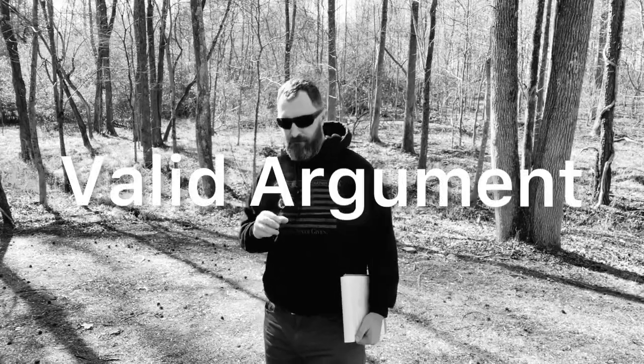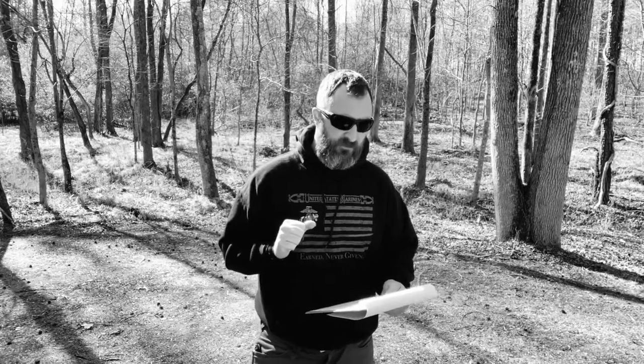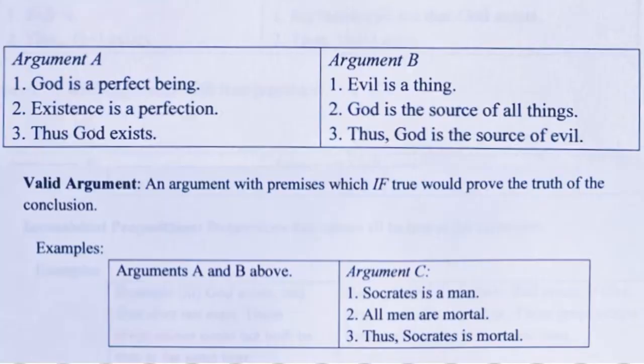So let's start with a valid argument. A valid argument is an argument with premises which, if true, would prove the truth of the conclusion. The premises don't have to actually be true, it just has to be the case that if the premises were true, it would prove the truth of the conclusion. So for examples of these, we can see arguments A and B above again. Those are both valid arguments.